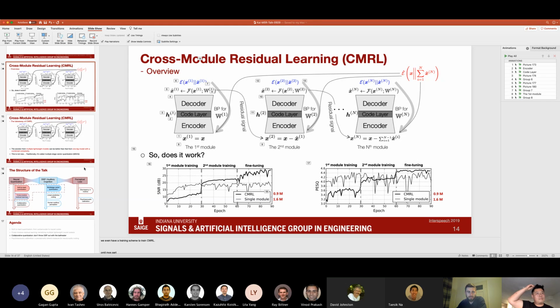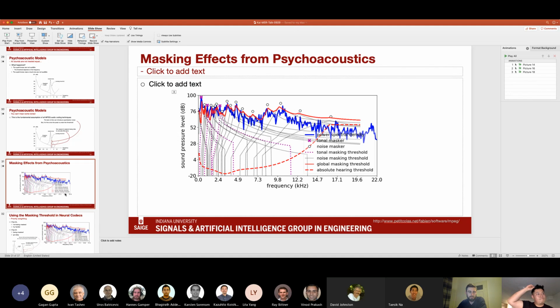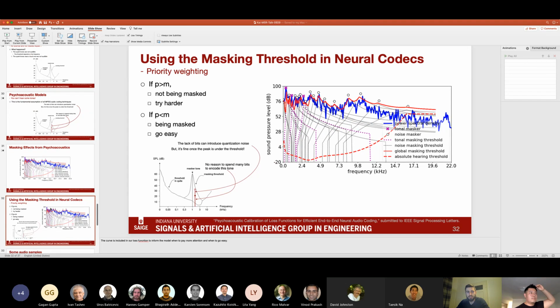You talked about integrating this psychoacoustic model, and there was no training involved, right? That was basically a hard-coded model. So did you have any ideas if there would be a possibility to learn such psychoacoustic effects in a neural network model?